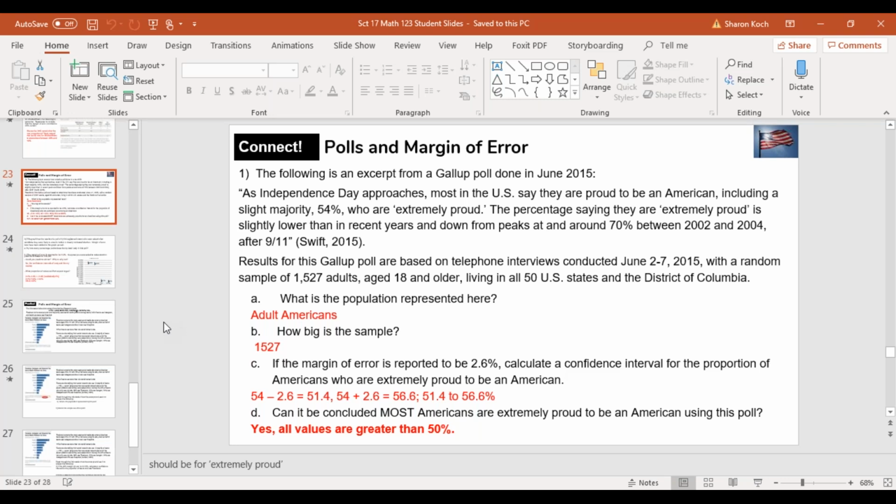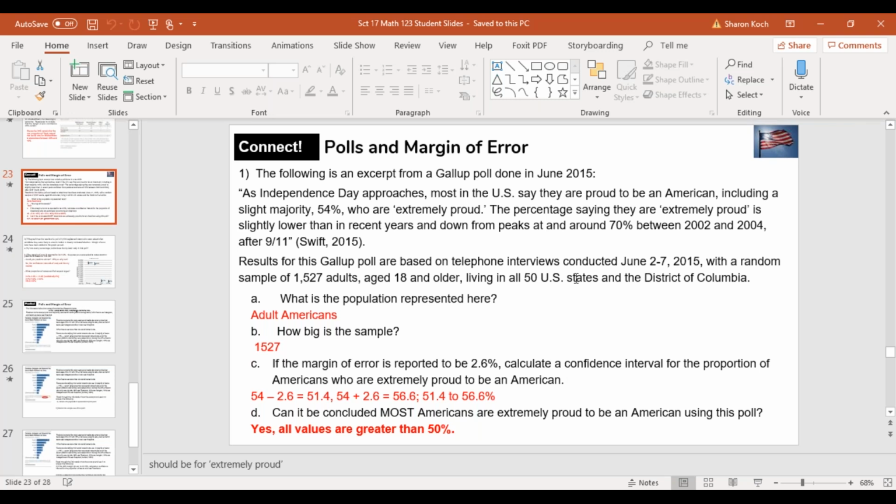Okay, so it says results for this Gallup poll are based on a telephone interview conducted between June 2 and 2nd of 2015. A random sample of 1,527 adults who were 18 years and older, living in the United States and the District of Columbia. Now, it's giving me all the information I need to know within this paragraph. So now I want to answer the questions that I would see on an exam about margin of error.